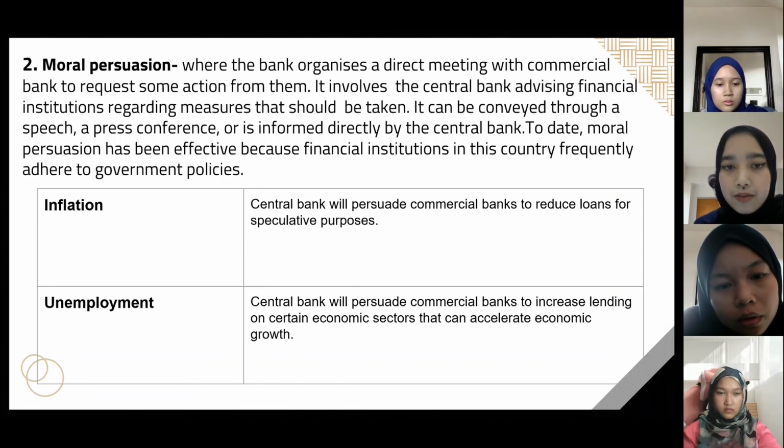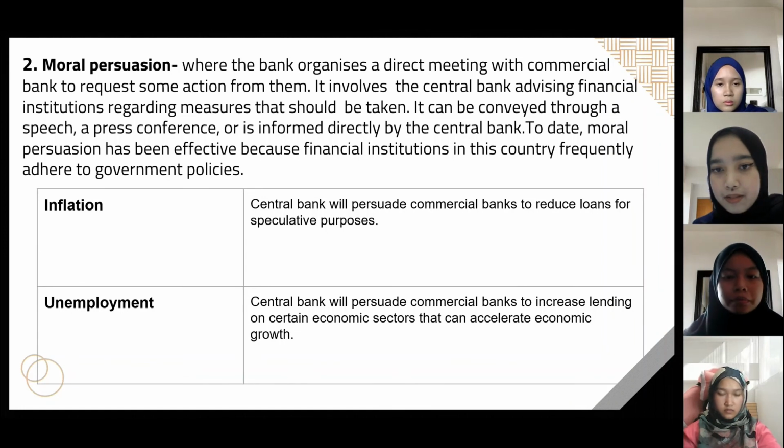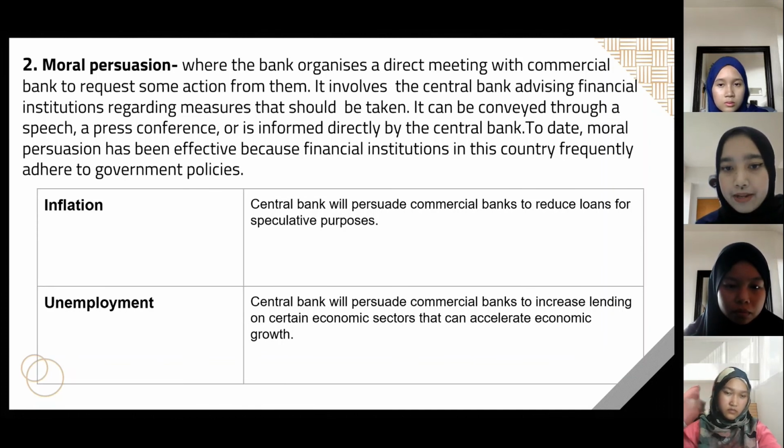Inflation: the central bank will persuade commercial banks to reduce loans for speculative purposes. Unemployment: the central bank will persuade commercial banks to increase lending to certain economic sectors that can accelerate economic growth.